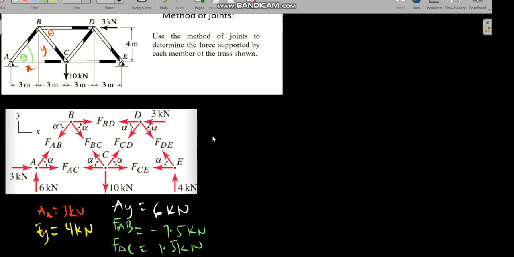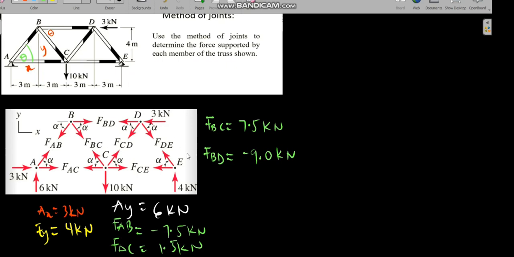So we solved for FBC. We got FBC to be equal to, sorry, it was 7.5 kilonewton. We got FBC to be 7.5 kilonewton, and FBD to be equal to minus 9.0 kilonewton. Now that you know this, let's focus on the next joint. The next joint I'm going to pick is joint E.